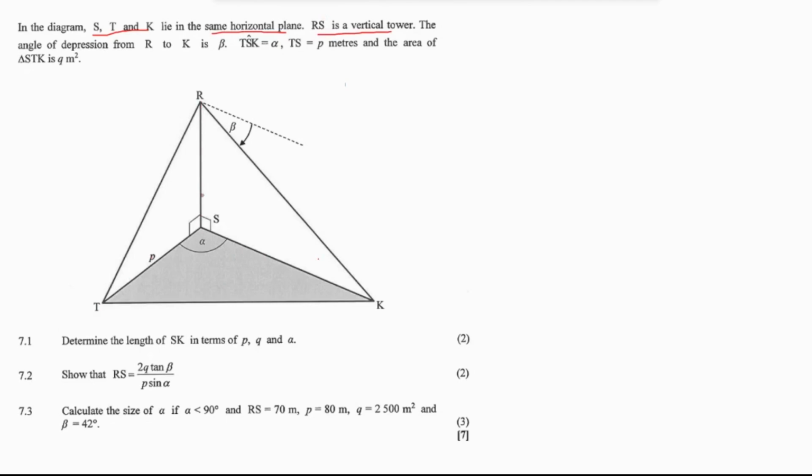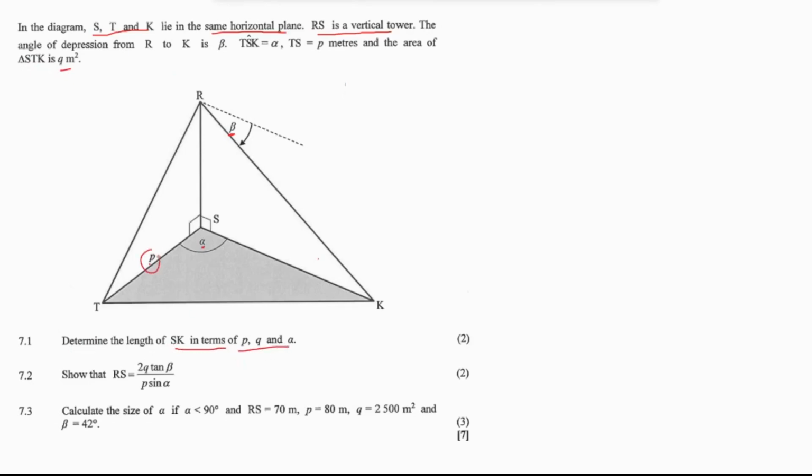You can see RS. The angle of depression from R to K is beta. We have our angle beta here. Angle TSK is alpha. Then TS is P meters, and the area of triangle STK is Q meters. Determine the length of SK in terms of P, Q, and alpha.